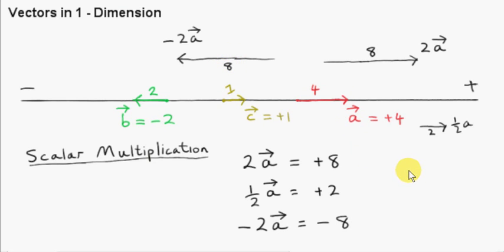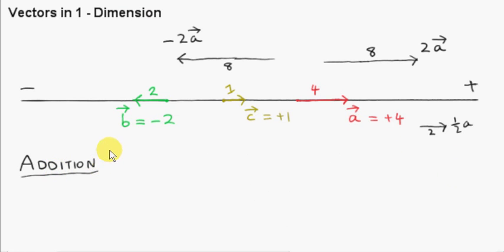We could, of course, just consider the multiplication of vector A by minus 1. We could write minus 1A, or of course we can just write minus A. So minus A is a vector that has the same magnitude as vector A, but it points in the opposite direction to vector A.